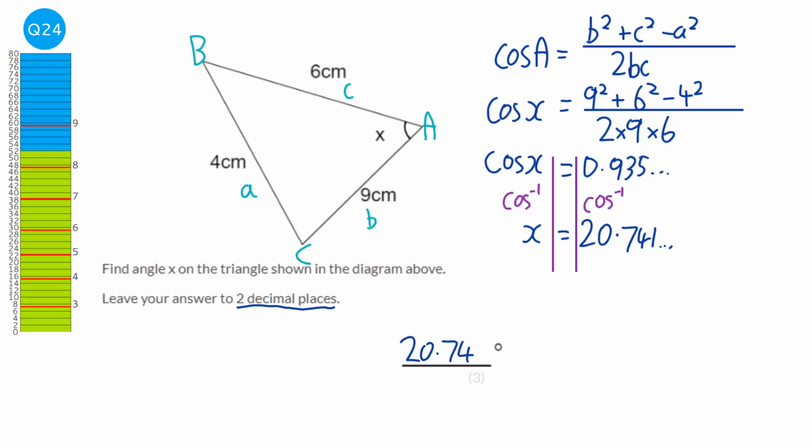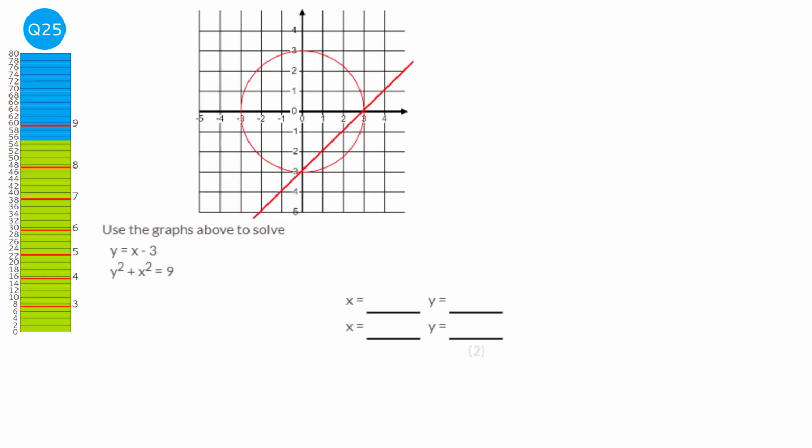When solving simultaneous equations, when you have the equations drawn graphically, the solutions are just where the 2 lines cross. So we've got a solution here and a solution here. The first solution is that x is 0 when y is minus 3, and our second solution is that x is 3 when y equals 0.